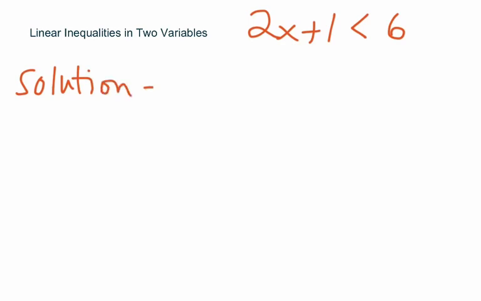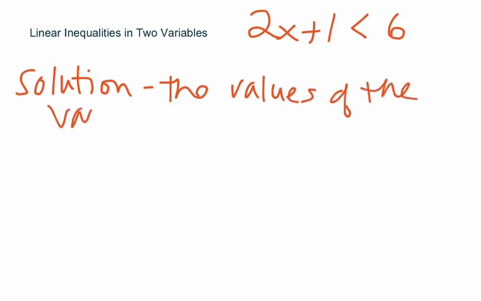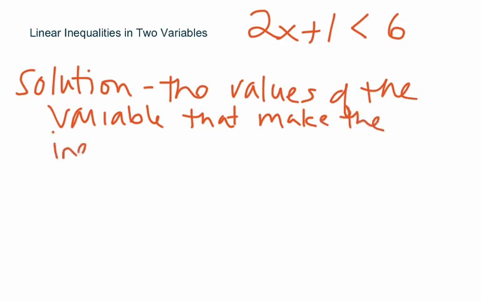So suppose you had 2x plus 1 is less than 6. A solution, we'll go back to our definition of solution, is the value, or I should say the values, of the variable that make the inequality true. And then we go about solving the inequality.